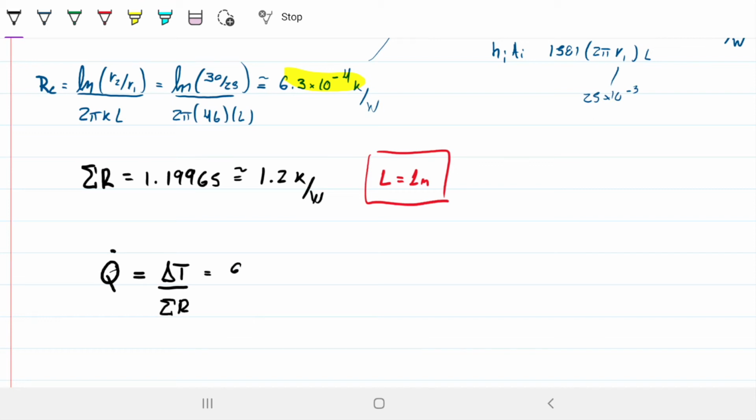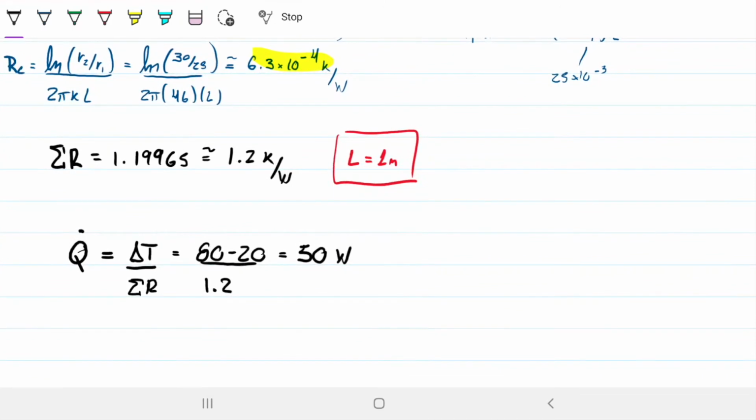And this is just the difference in temperature. So 80 minus 20, right? The inside minus the outside, divided by this 1.2, which is convenient because this is exactly my 50. So it's going to be 50, and that will be watts right there. So this is a Kelvin divided by Kelvin per watt, so it's going to be in watts. But obviously this is for 1 meter in length.